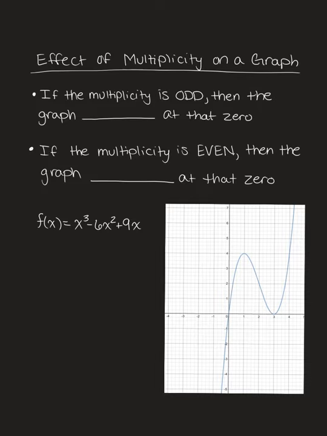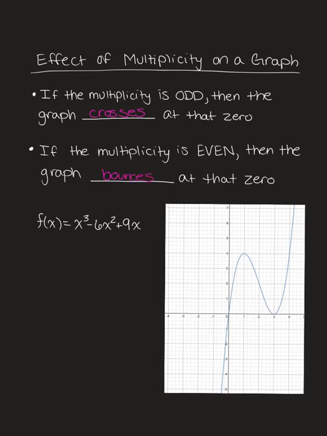Okay, so now we're going to talk about the effect of a multiplicity. It's a great way to know what the graph is doing at those zeros. So if the multiplicity is odd, then it will cross the graph. Okay? So then the graph crosses at the 0. If the multiplicity is even, then the graph bounces at that 0.